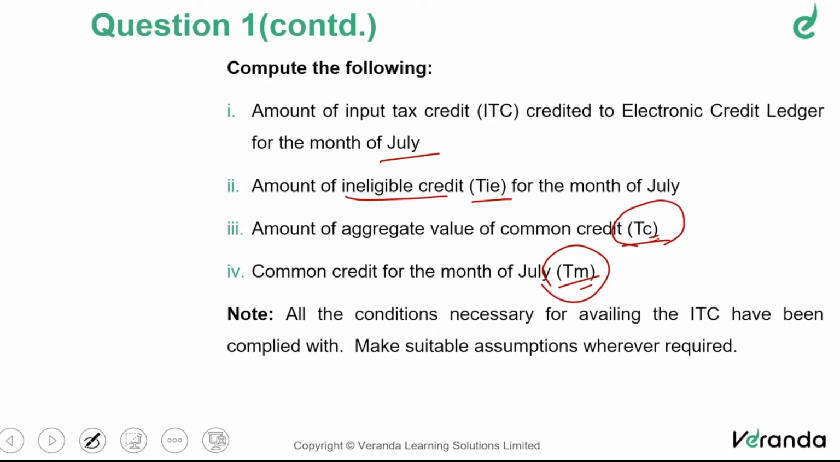Okay. So TC, to be precise, is the common credit. Just a small correction in what you have mentioned. TC is the common credit, whereas TM is the common credit attributable to this month. Yes, this July. That's why it's TM. M stands for monthly, C stands for common credit. Now this M, how can you arrive at TM from TC?